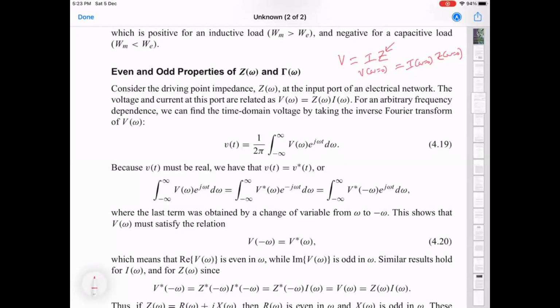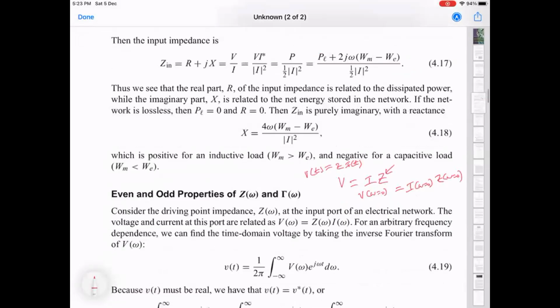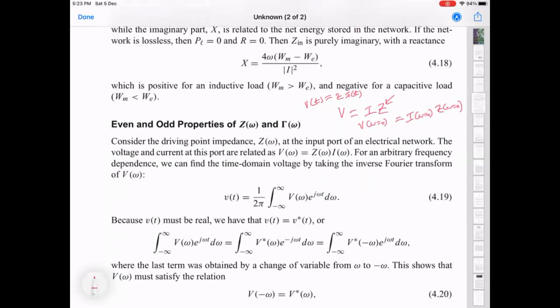In that case, it's just a proportionality constant for V and I. So it really doesn't matter whether we are saying that V of t is equal to Z into I of t, because Z is a constant, or we are saying that V of omega is equal to Z into I of omega. It doesn't really make a difference if you don't even explicitly specify this.